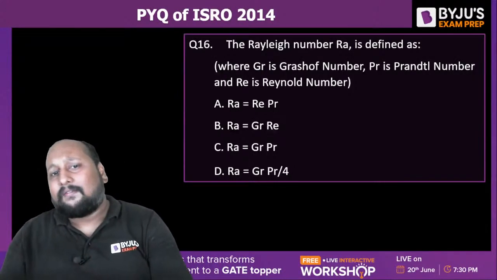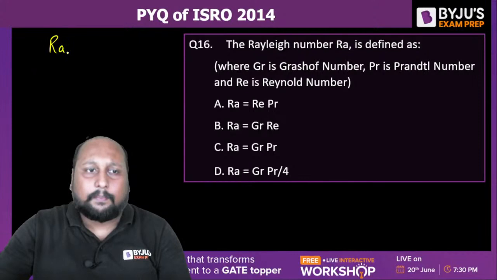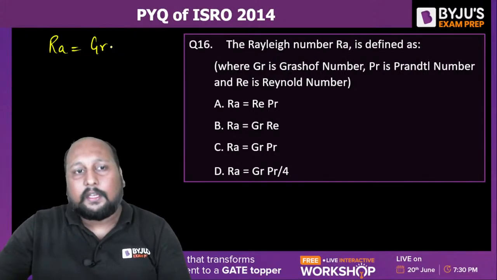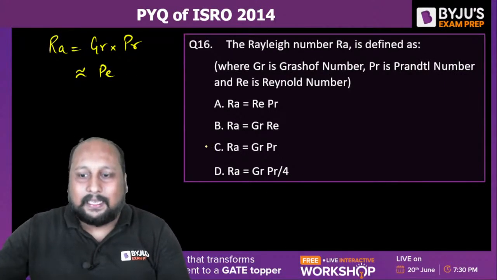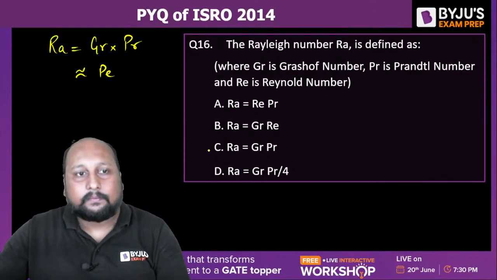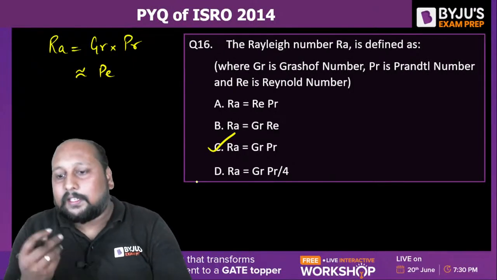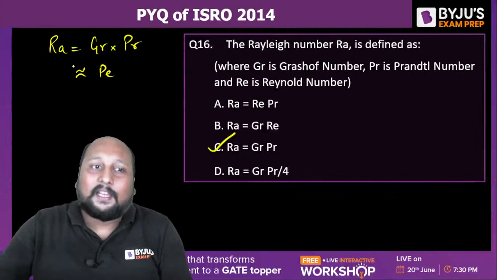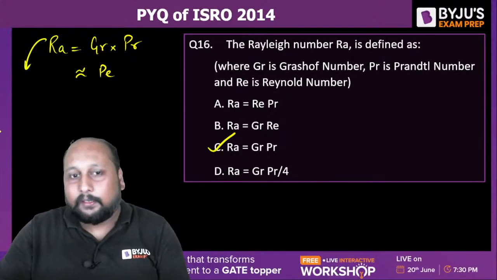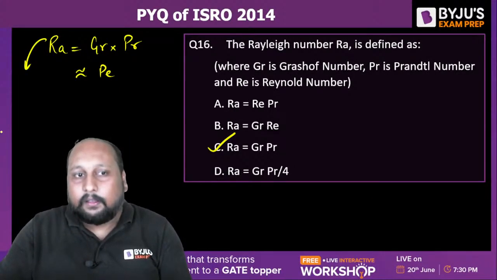The Rayleigh number is defined as, the Rayleigh number is a product of Grashof into Prandtl. We can also say this is equal to Peclet number. Option C is the correct answer. C, Reynolds kahan se aa gaya? It won't be Reynolds number. We are defining the Rayleigh number. Yes, in free convection.